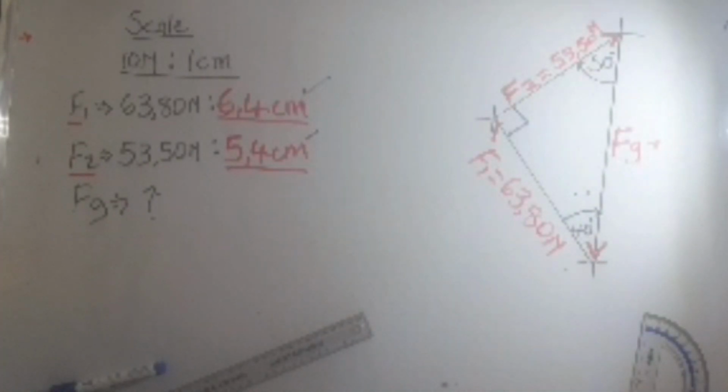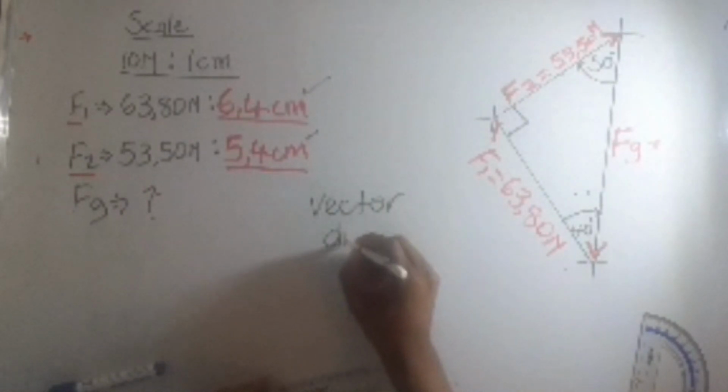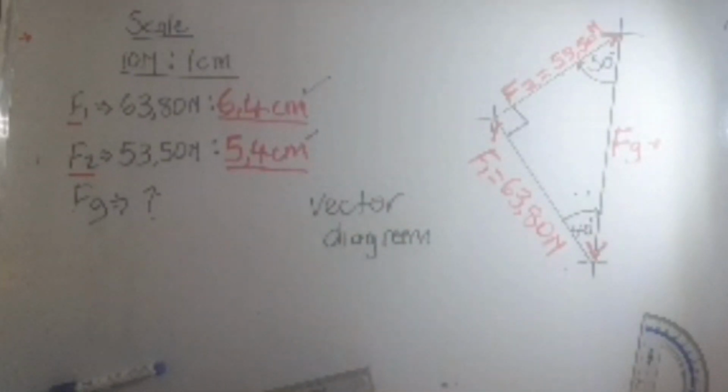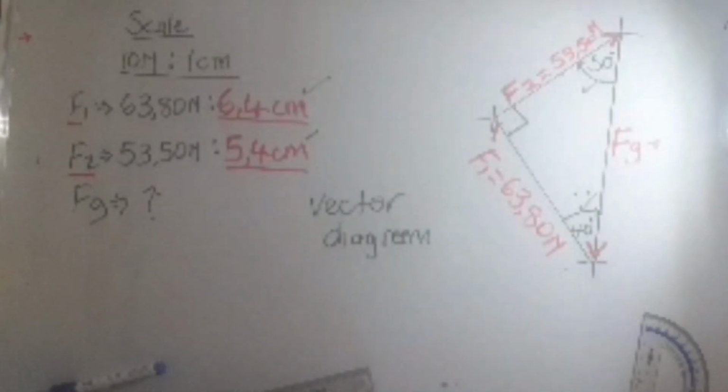So this is your closed vector triangle, or your vector diagram. And they said we need to indicate two angles. We did indicate this one, we did indicate that one. So this is what they wanted us to draw. So now we're going to check what else they want us to do.